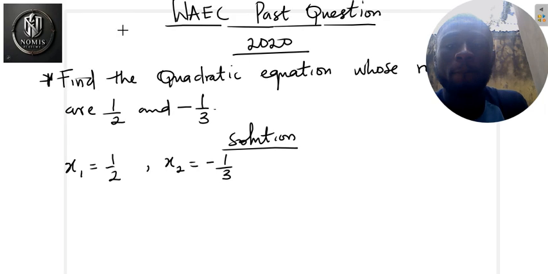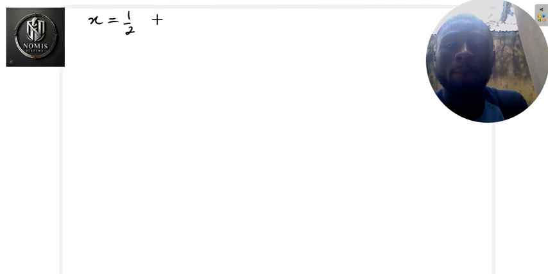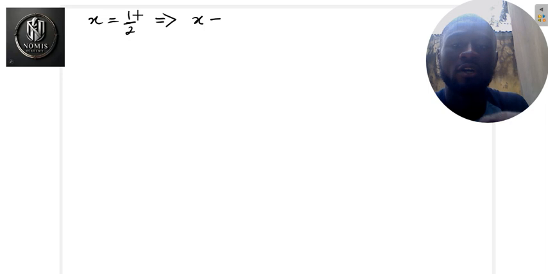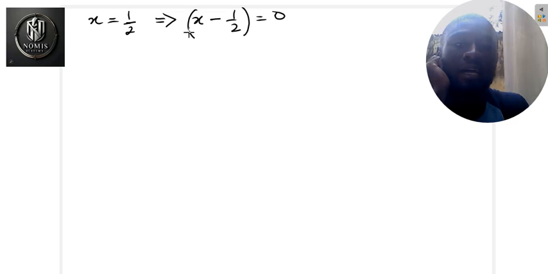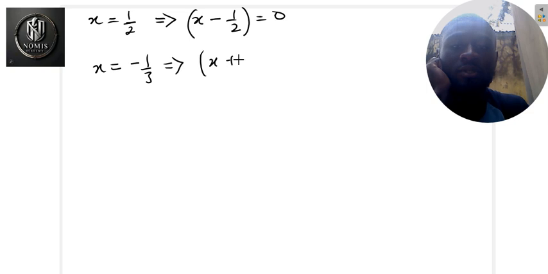equal to 1 over 2 can just be written as x minus 1 over 2, because when it goes across the equal sign, it becomes minus 1 over 2. Close the bracket, and this is equal to 0. And then the second one, which is x equals minus 1 over 3, can be converted to x plus 1 over 3, and everything is equal to 0.